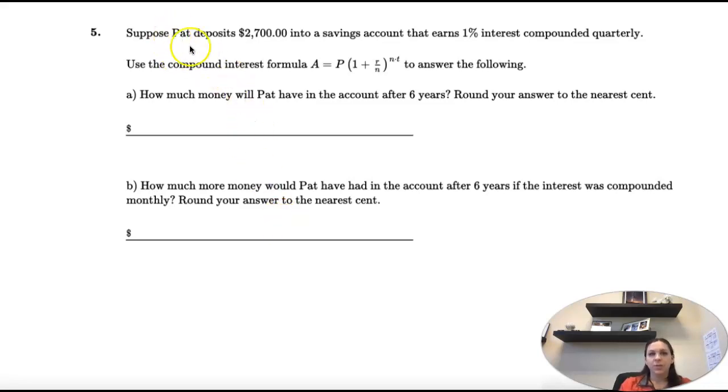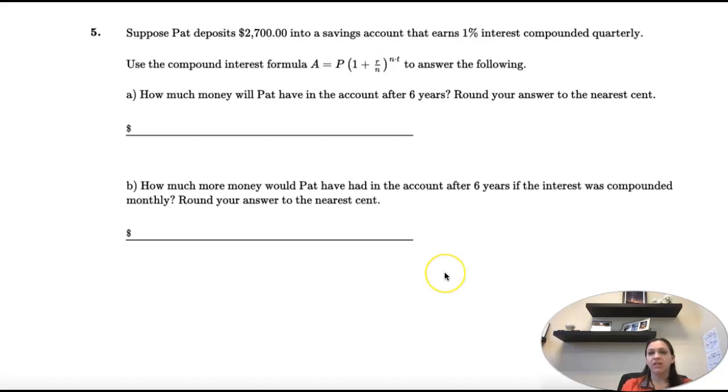Okay, suppose Pat deposits $2,700 into a savings account that earns 1% interest compounded quarterly. Use the compound interest formula to answer the following. How much money will Pat have in the account after 6 years, rounding to the nearest cent? And then it's asking how much more money would Pat have had in the account after 6 years if the interest was compounded monthly. So this is an exponential equation.